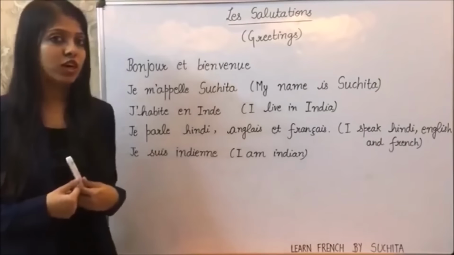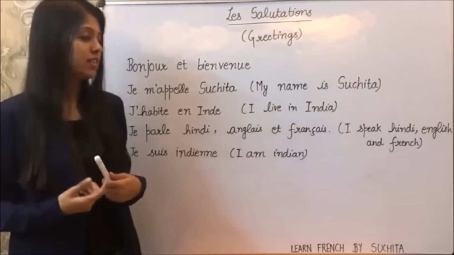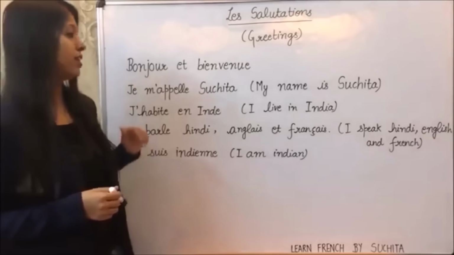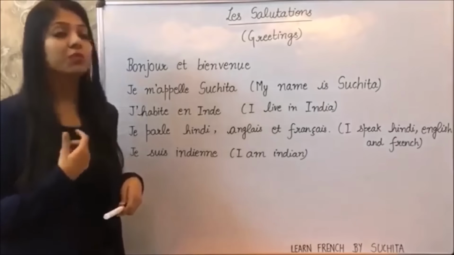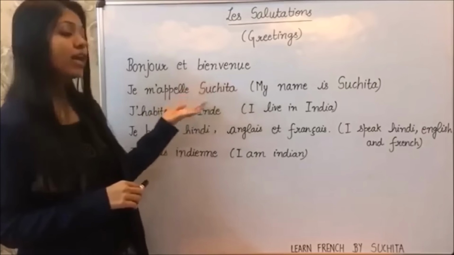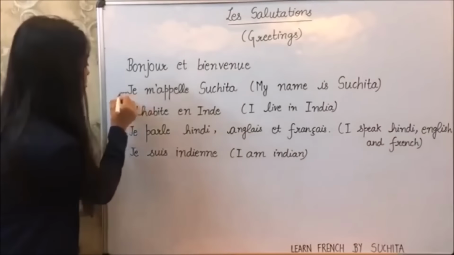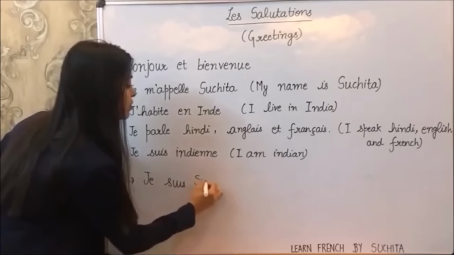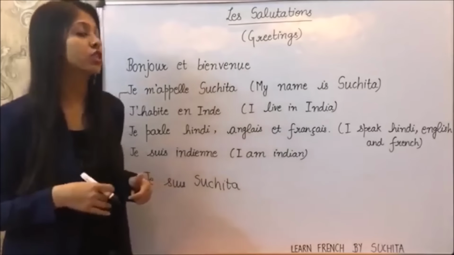Je m'appelle Suchita. J'habite en Inde. Je parle hindi, anglais et français. Je suis indienne. Okay, so we'll start with Je m'appelle Suchita, which means my name is Suchita. Or we can also say this as I call myself Suchita. I can also say this as Je suis Suchita, which means I am Suchita.